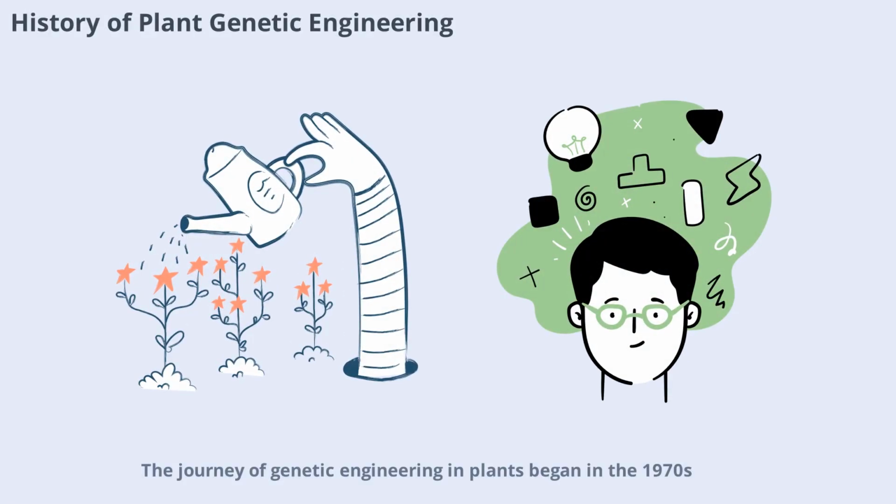The journey of genetic engineering in plants began in the 1970s, when scientists first discovered how to transfer genes between organisms. Early breakthroughs included the development of the first genetically modified GM plants in the 1980s. Since then, the technology has rapidly advanced, leading to the commercial release of GM crops like soybeans, corn, and cotton. These milestones have shaped the way we grow and consume food today, making genetic engineering a cornerstone of modern agriculture.